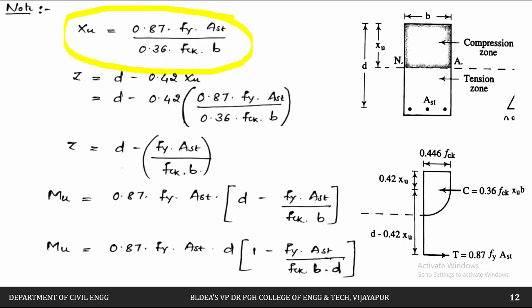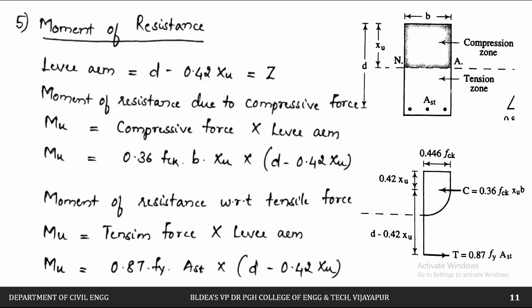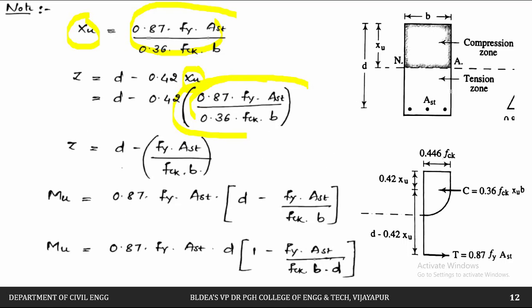So already we have seen xu. Xu is nothing but 0.87 fy into Ast divided by 0.36 fck B. Then next we have seen Z, that is d minus of 0.42 xu. So what we will do, we will try to substitute this value of xu. The xu is nothing but this value. That is, we will substitute here 0.87 fy into Ast divided by 0.36 fck into B. So d minus of 0.42 xu, this is the same.